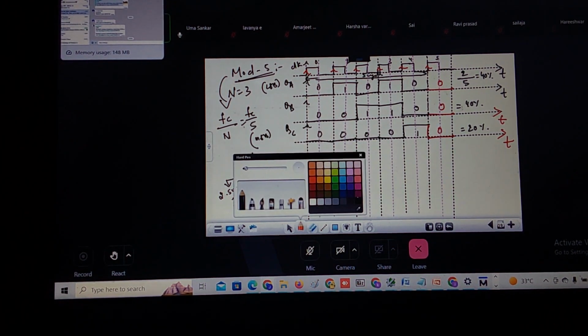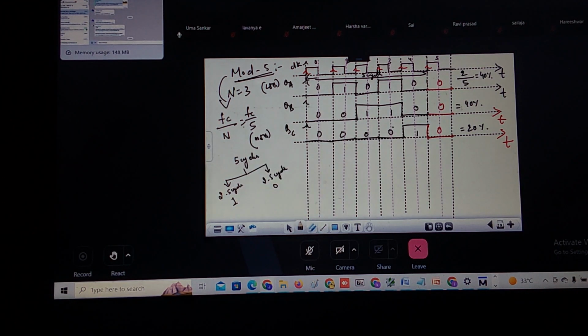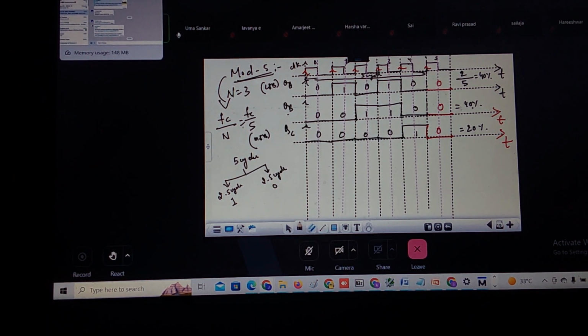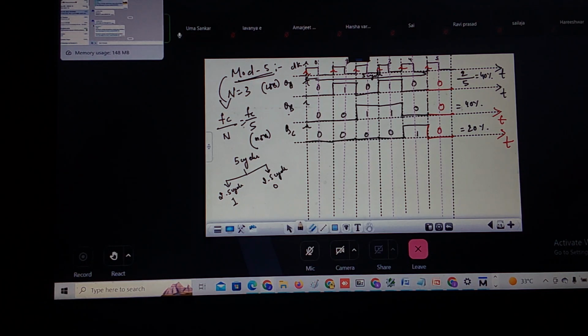Now what I'm going to do here: see, QA is near to 50%. QB is also near to 50%. Both are 40%. But QC is 20%, which is very far from 50%. So if I try to use QC to make the 50% duty cycle, it is not possible to make a continuous 2.5 cycles 1 and 2.5 cycles 0.